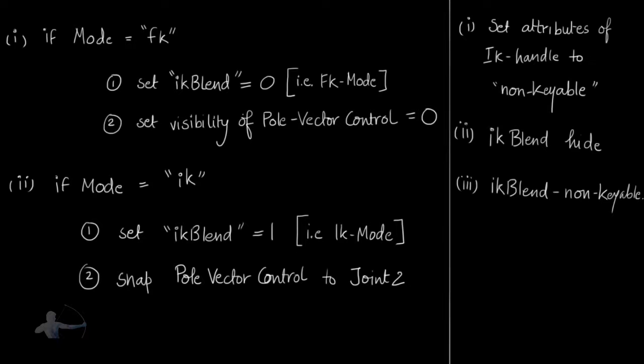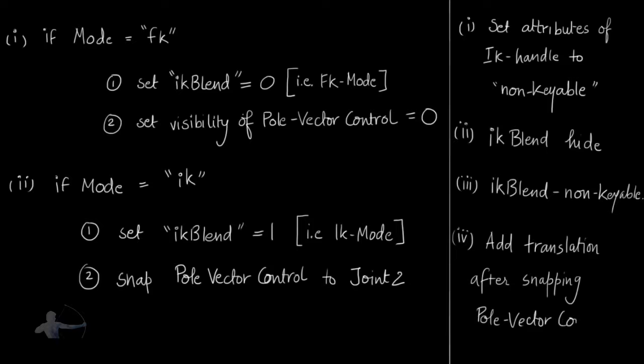And the fourth thing is definitely very optional, that if you don't want to directly snap your pole vector over the joint 2, you can add some translation. Now I will go ahead and save my script and load that as a plugin in Maya and test it in the IK system.